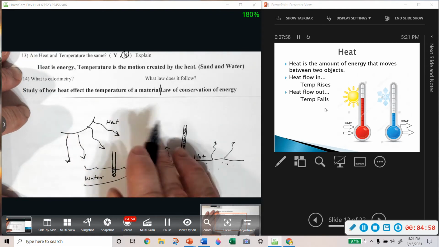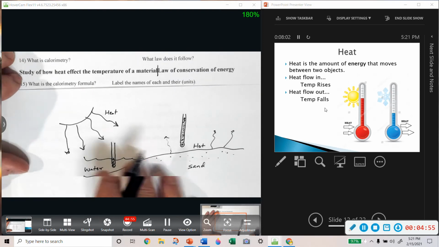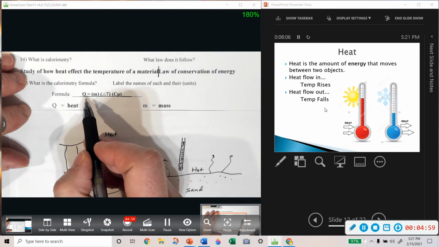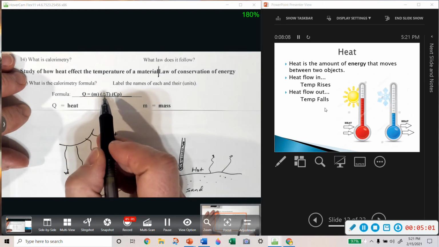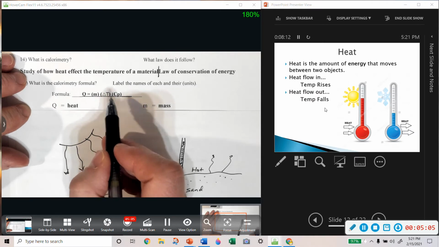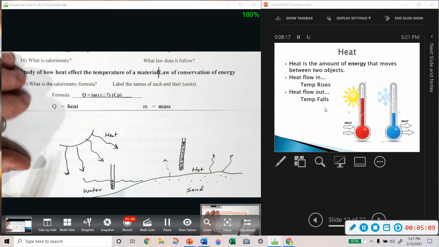So we're going to do some math today. Okay, so calorimetry. What is the calorimetry formula? Okay, here's the calorimetry formula. It is Q equals m times delta T, where delta, the triangle, just means change, times Cp. So these three things are being multiplied by each other.